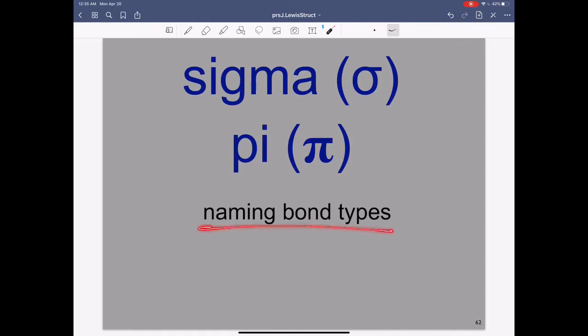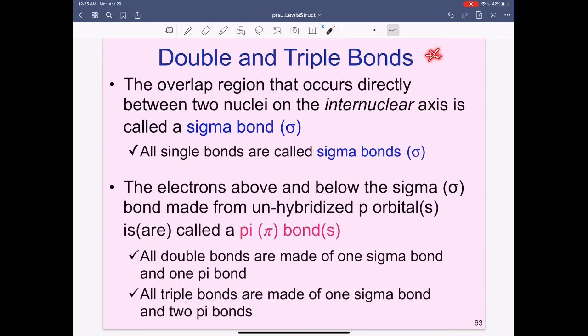These 2 orbitals will blend to produce sp hybrids, resulting in a linear geometry of electron pairs. Now we'd like to be able to name bond types. In particular, we want to pay attention to double and triple bonds. But first, the overlap region that occurs directly between 2 nuclei, on the internuclear axis, is called a sigma bond. All single bonds are sigma bonds. However, electrons that end up above and below the sigma bond and are made from these unhybridized p orbitals that were referred to earlier will be called pi bonds. All double bonds are made of 1 sigma and 1 pi. All triple bonds are made of 1 sigma bond and 2 pi bonds.